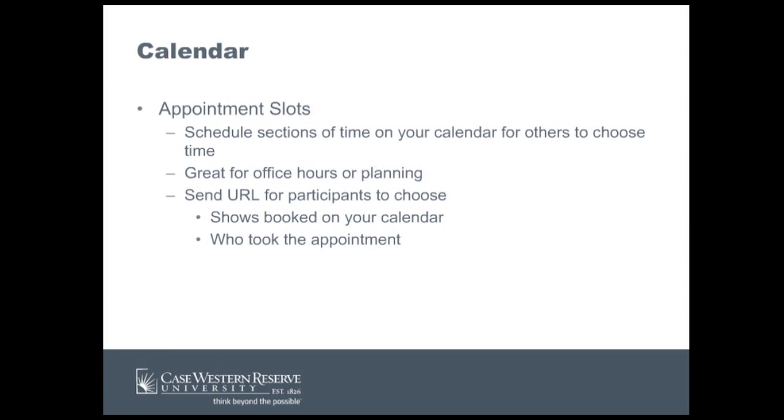Appointment slots allows you to schedule sections of time on your calendar for others to choose a time. This is great for office hours or scheduling a meeting time. You can schedule a block of time, for example, from 9 to 12 and put them in 30-minute slots. And you can send a URL to the people you're inviting, and they can look at that calendar and choose what slot they want and put it in their name. Or if they're in their calendar already, they can choose that slot. It will default to their name.